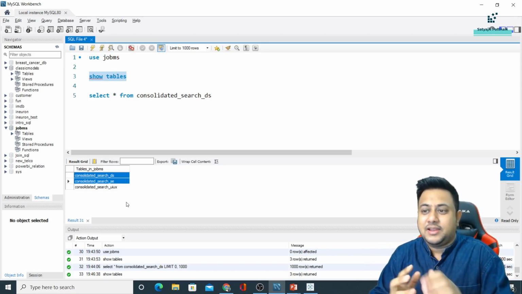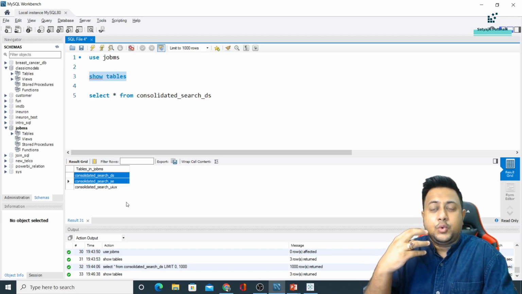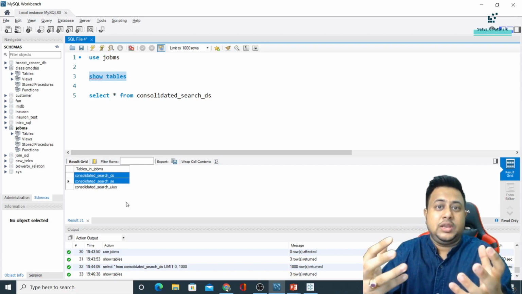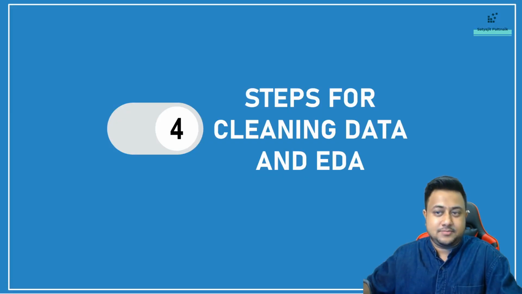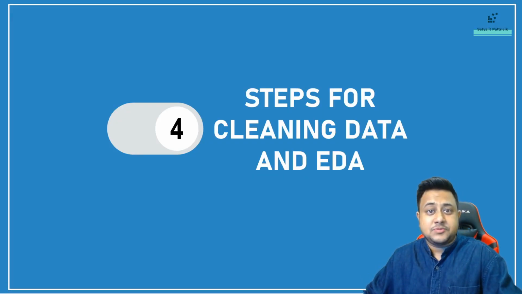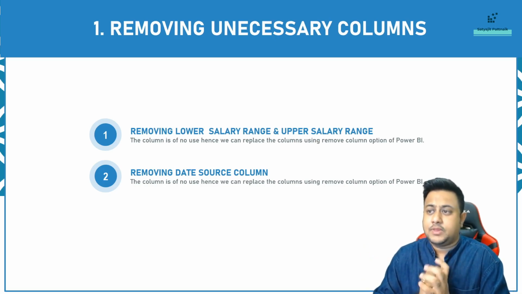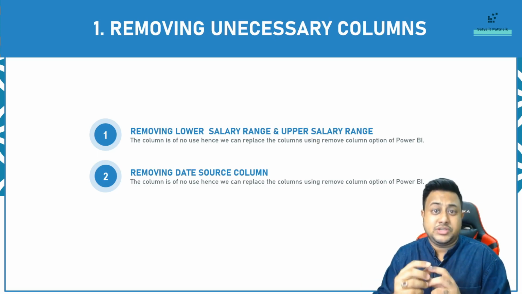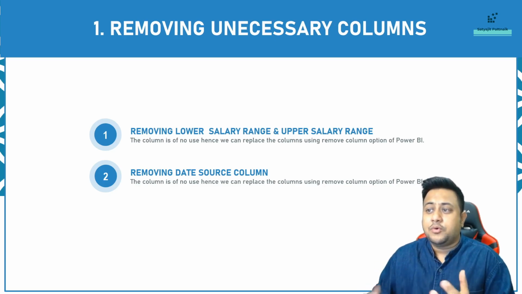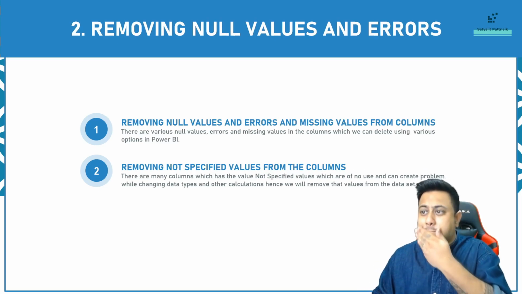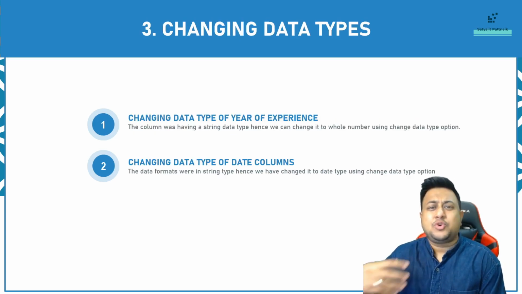Let's not do that. Let's try to understand the basics to intermediate level, to a certain level where you can actually take a handover from me and then go ahead with your further analysis. Okay, what are the different steps for cleaning the data? We have performed a lot of steps. Removing lower salary range, which I showed you, -1, and upper salary range, removing data source column, removing null values and errors, missing values. So these are some common things.